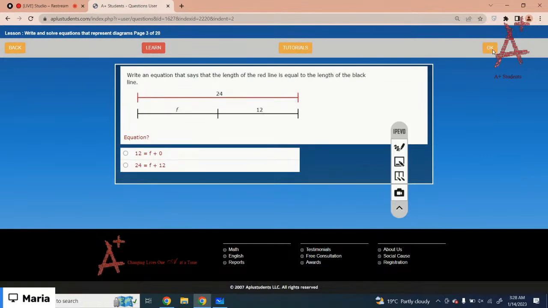Okay, write an equation that says that the length of the red line is equal to the length of the black line. So which of the options is the correct one? The length of the red line is 24 and the length of the black line is f plus 12. Got it? So which is the correct option? Because in the question it is said that the length of both the lines are equal, so it would be f plus 12 equals 24. Got it? That would be option number 2.